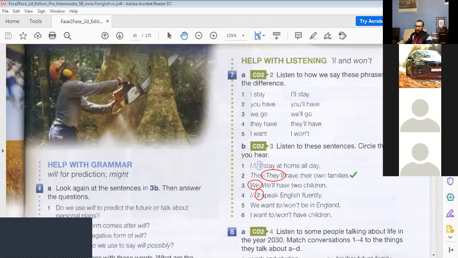3. We have 2 children. Okay, this is also correct. We have, that's also right. 4. I'll speak English fluently. This is also correct. I'll speak. Yeah, okay, number 5.